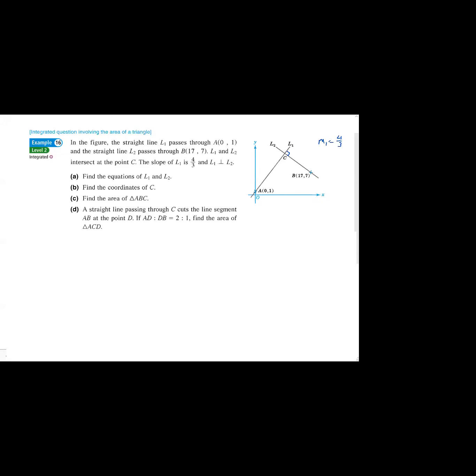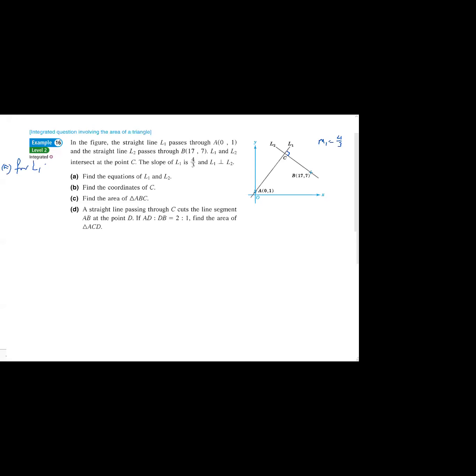Part A: find the equations of L1 and L2. So we are going to find the equations of straight lines. We are going to use the point-slope equation approach. So let us find the equation of L1 first. Because we are going to find two straight lines in this part, I am going to denote very clearly which one we are finding, L1.